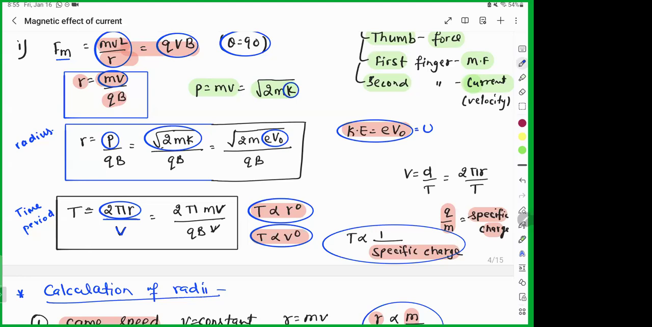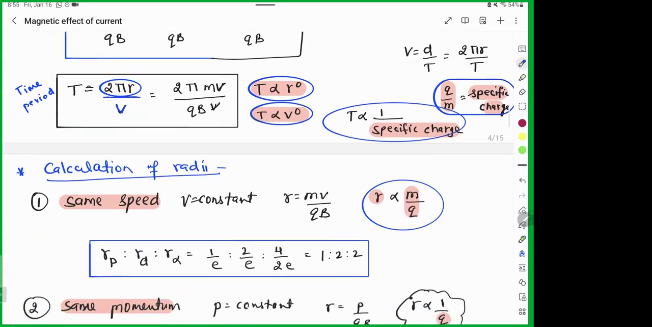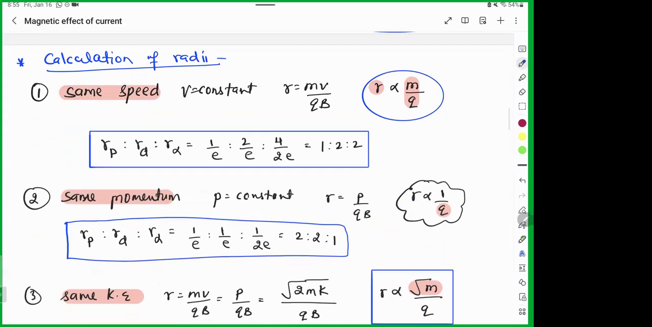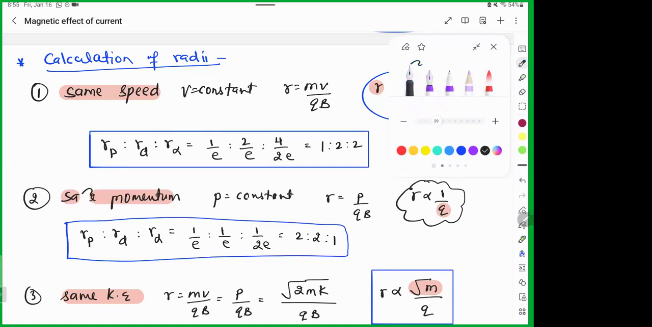Okay. In your atomic structure chapter, you have this thing. Charge by mass is known as specific charge. And because here you have Q by M, so you can calculate time period inversely depend upon the specific charge. Okay. Here you will get this kind of question, and today we'll solve this thing. You will get idea how to solve this kind of question.